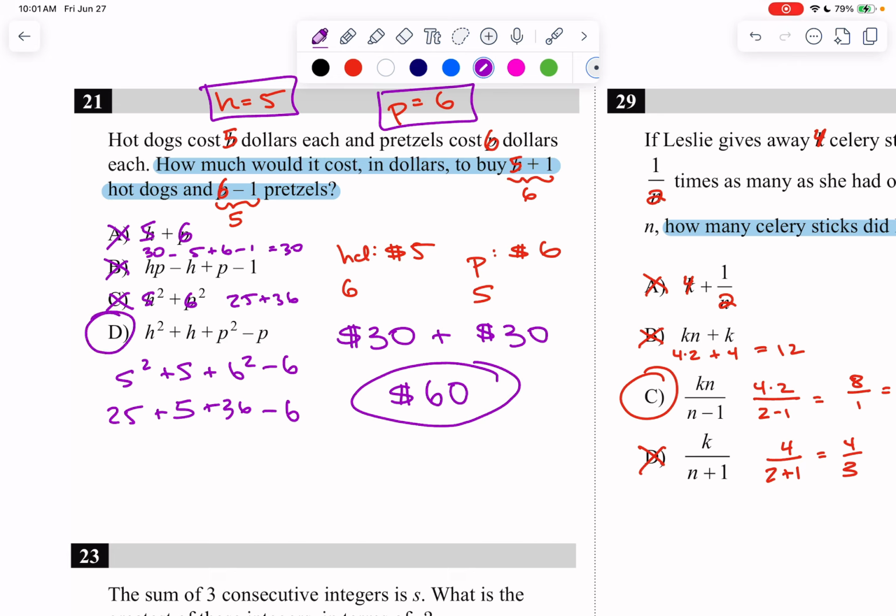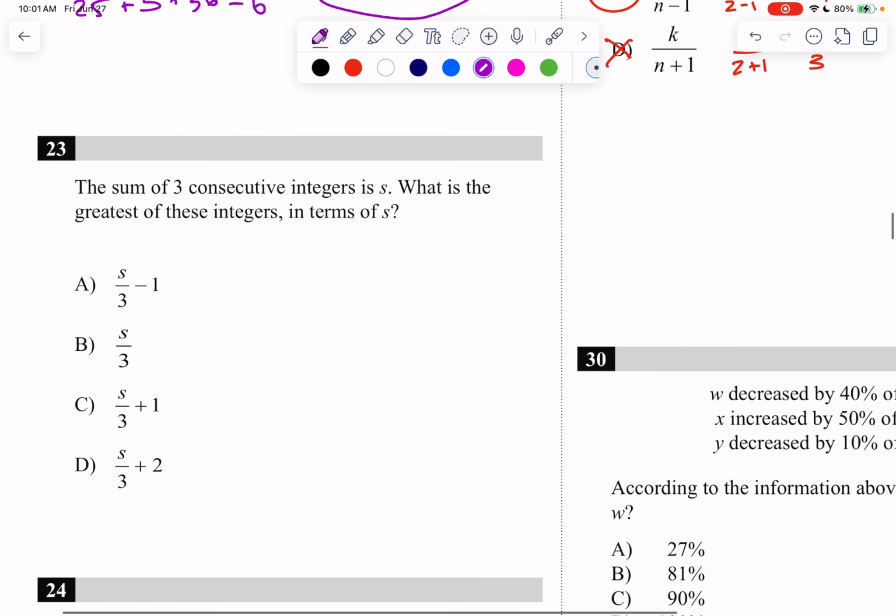So that's our answer. A bit of a tricky one, but I think once we replace the variables with real numbers, it's a lot easier to see what we're doing. So next one, the sum of 3 consecutive integers is S. Sum means we're adding 3 integers that are one right after the other, and that's going to give us S.